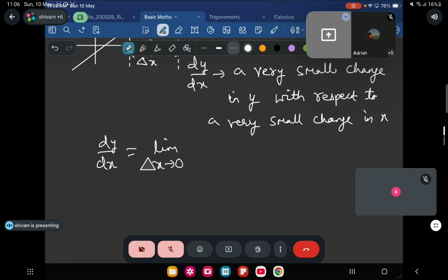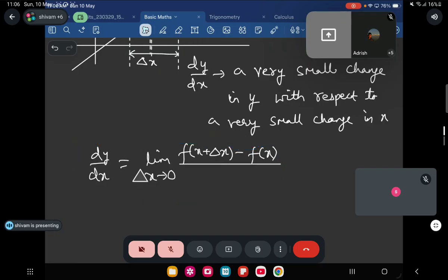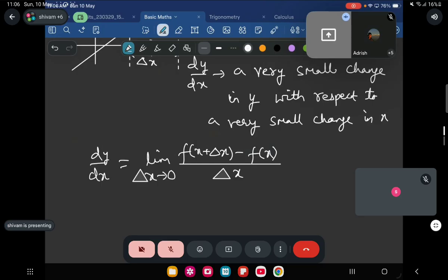F of x plus delta x minus f of x divided by delta x. Right, tell me, everyone. This is the standard definition of dy by dx. Okay, everyone. Or you can say derivative by first principle. If you replace delta x by h, okay, you learn it in class 12. This is known as derivative by first principle.